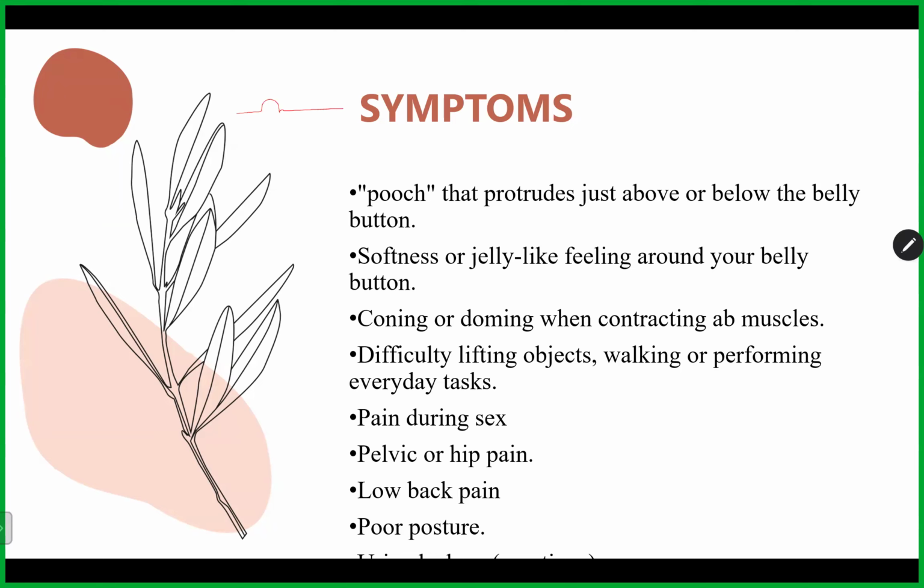Then they'll have difficulty lifting objects, they'll have pain during intercourse after that, and then they'll have low back pain, pelvic pain. This is not normal. You can't just distinguish all these. Even intercourse pain, all this is not normal. These signs are specific for diastasis recti.